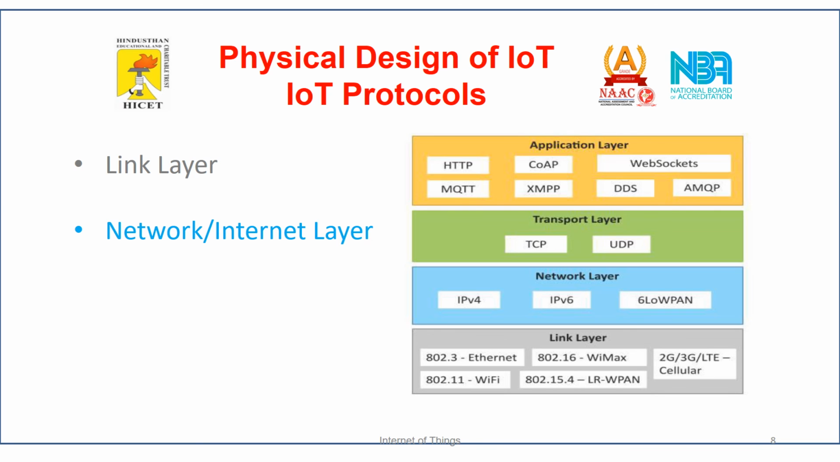For the network or internet layer, we can go for IPv4 and IPv6. Along with these two, we can go for 6LoWPAN, that is IPv6 over low rate wireless personal area network. For the transport layer, the same way as in the ISO OSI layers, we are going to use TCP and UDP. When coming to the application layer, many other protocols are used, like CoAP, Constrained Application Protocol, and Message Queuing Telemetry Transport, MQTT, and XMPP, WebSockets, DDS, and AMQP protocols are available.